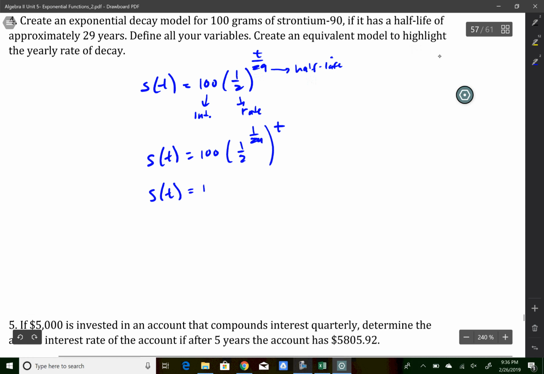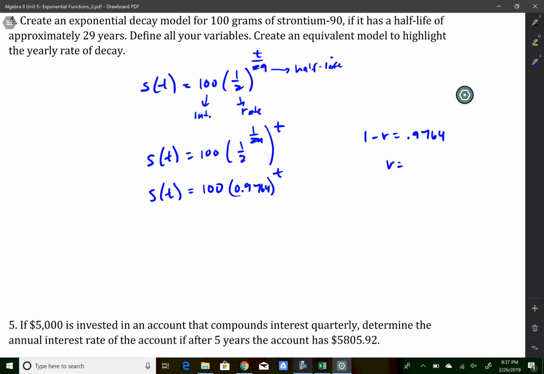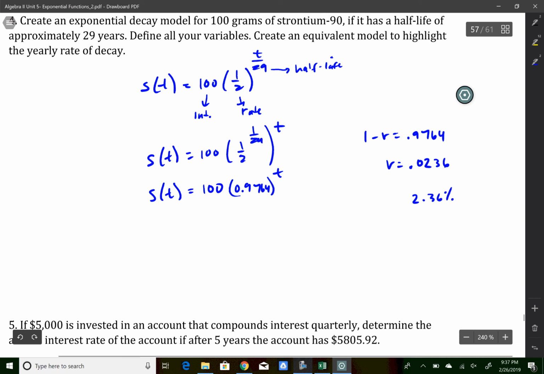So then the yearly rate is whatever that parenthesis comes out to be. If I do 1/2 to the 1 over 29, we get 0.9764. Meaning, if we do 1 minus r is equal to that decimal, the rate is whatever that comes out to be. So my rate is going to be 0.0236, or about 2.36% per year.